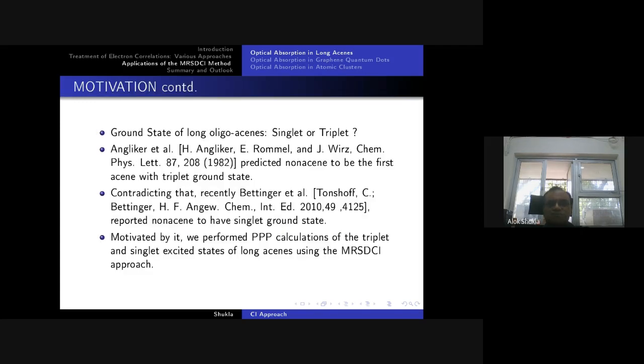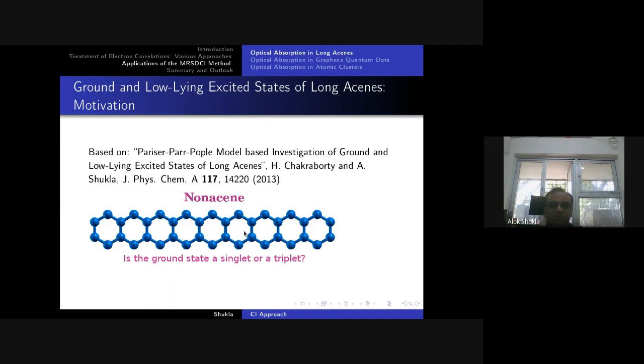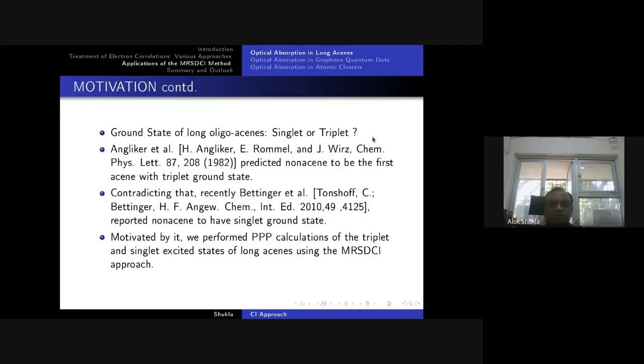The motivation is that if you keep on increasing the length of the acene, up to hexacene, which has been synthesized, it is well known that the ground state is a singlet state. But there was a paper in 1982 by Angliker et al. who predicted that if we keep on increasing size, nonacene will have a triplet ground state. But their calculations were based only on the single CI level of theory, which, as we know, does not include electron correlation effects in any significant manner. So the question was whether these calculations are even reliable.